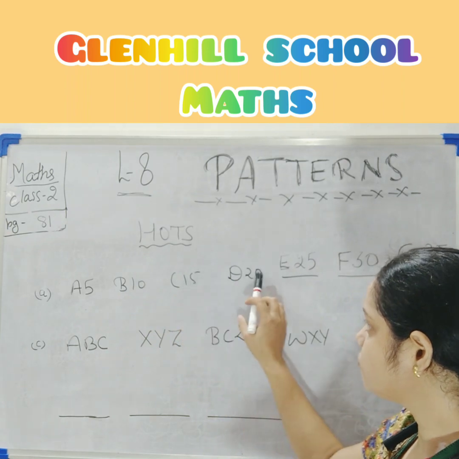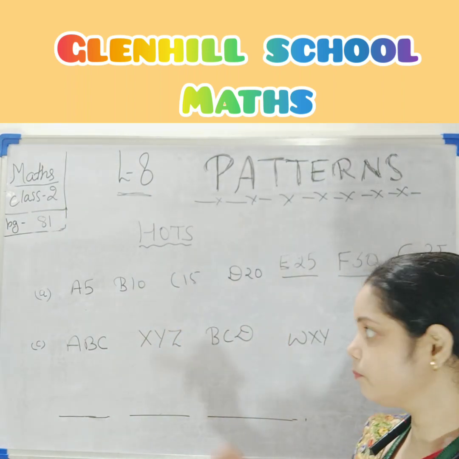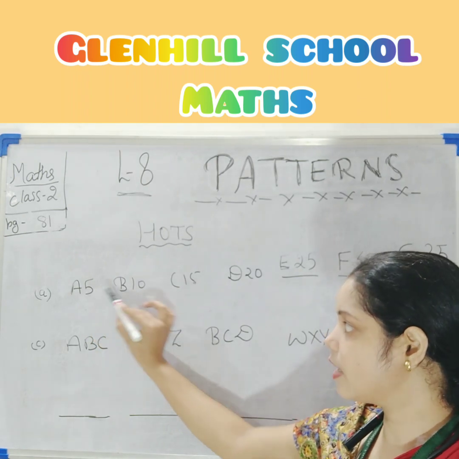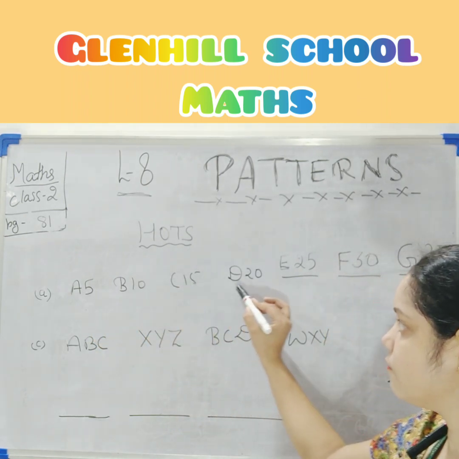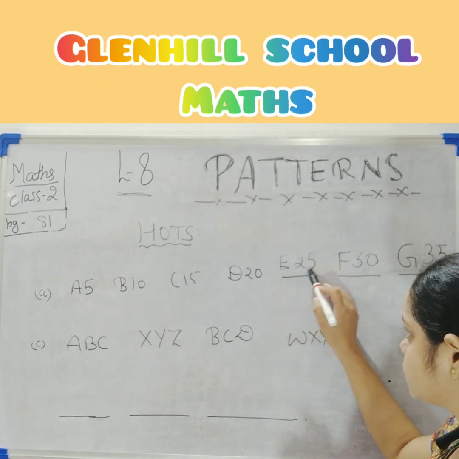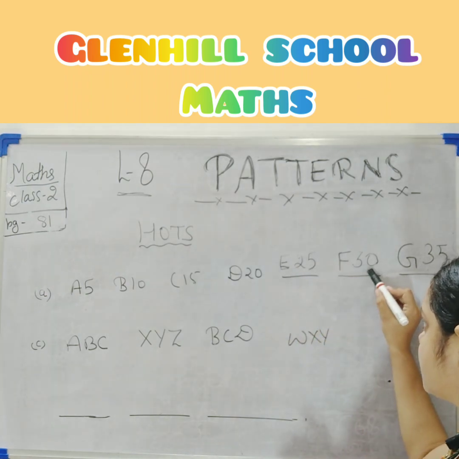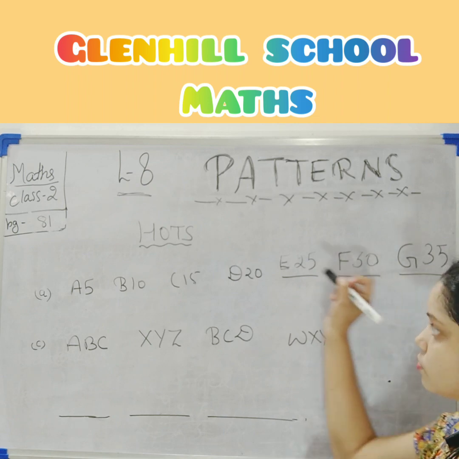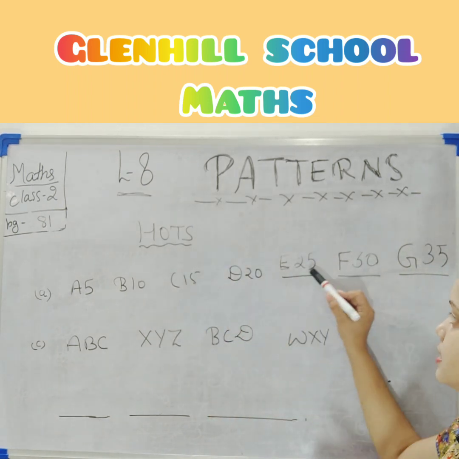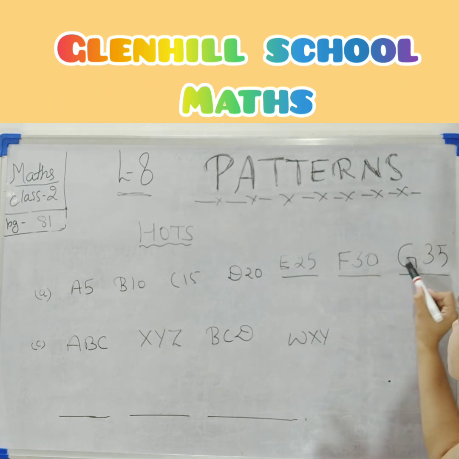5, 10, 15, 20. What you can see here? You can see this is a table of 5. 5 1 is 5, 5 2 is 10, 5 3 is 15, 5 4 is 20. So next digit should be 5 5 is 25, 5 6 is 30, 5 7 is 35. So next three pattern of this question is E25, F30, G35. I hope it is clear.